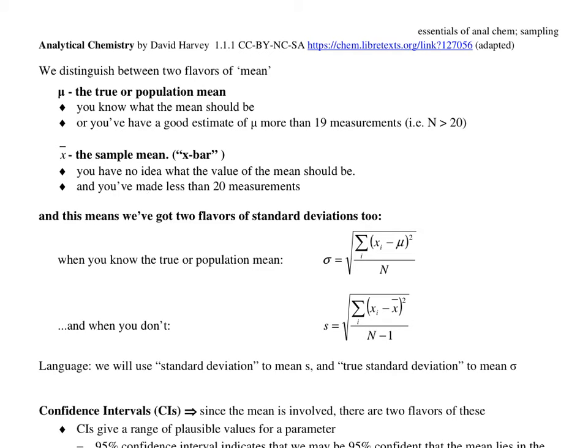We use x bar when we have no idea what the value of the mean should be, or we've made less than 20 measurements. And since we have two flavors of mean, there are two different standard deviations, depending on whether or not we know the true or population mean. So this would be population statistics, sample statistics. In language, we'll use sigma to be the true standard deviation and S our sample standard deviation.